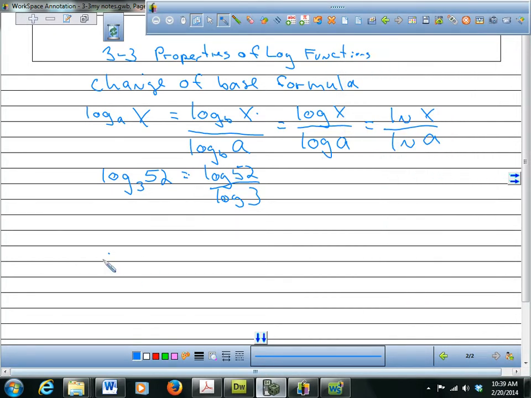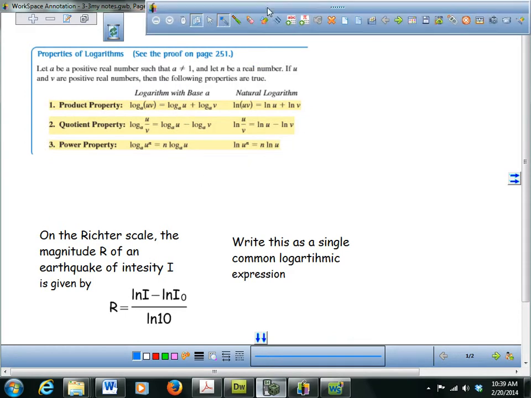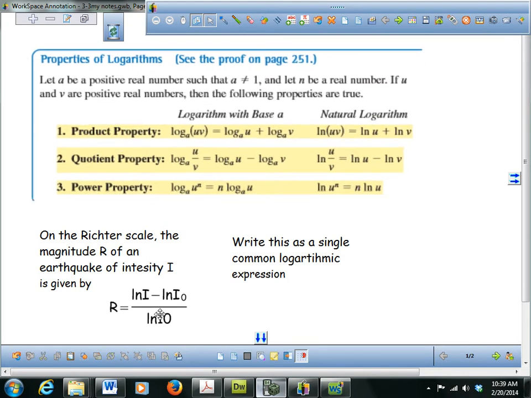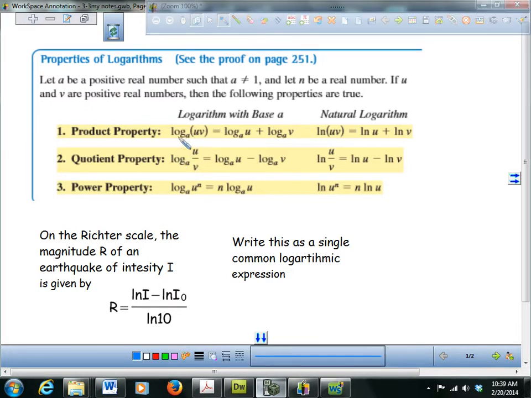So then we have some log properties, which I didn't feel like writing, so I copied them from your book. These are kind of important properties. The first one says, since a log is basically an exponent, the log of a product is equal to the sum of the logs of those two values. We'll do some examples. So log base A of u times v is equal to log base A of u plus log base A of v.